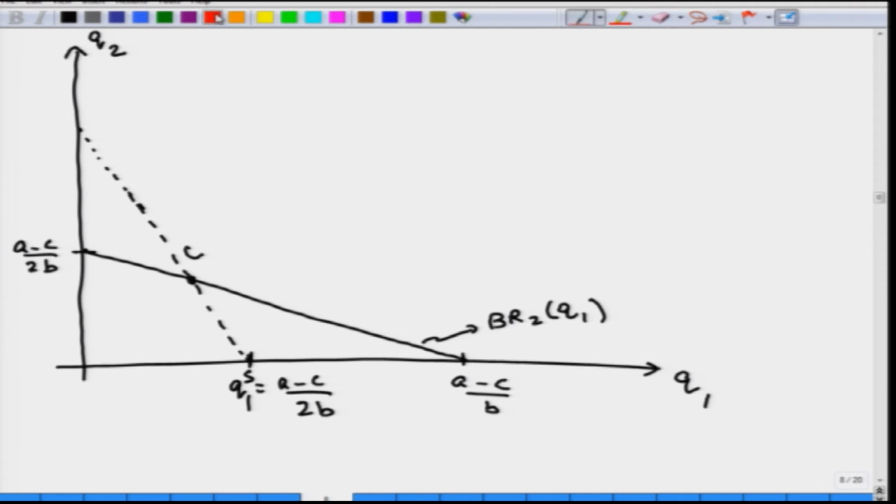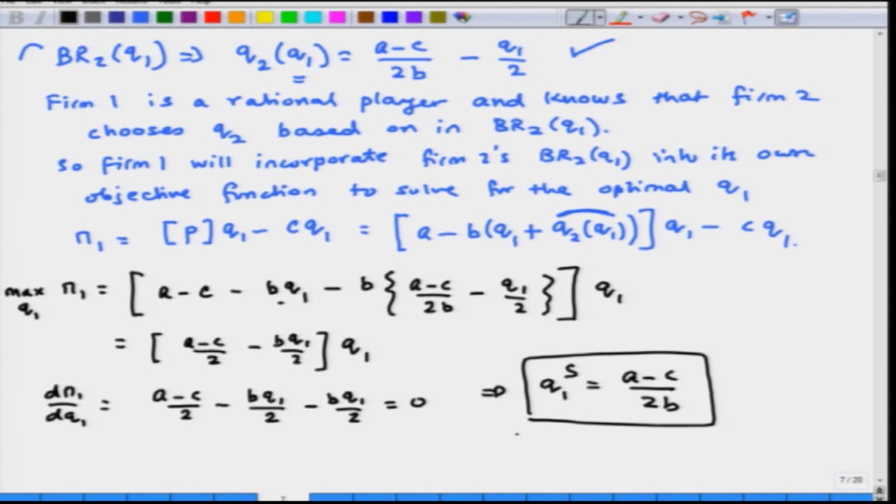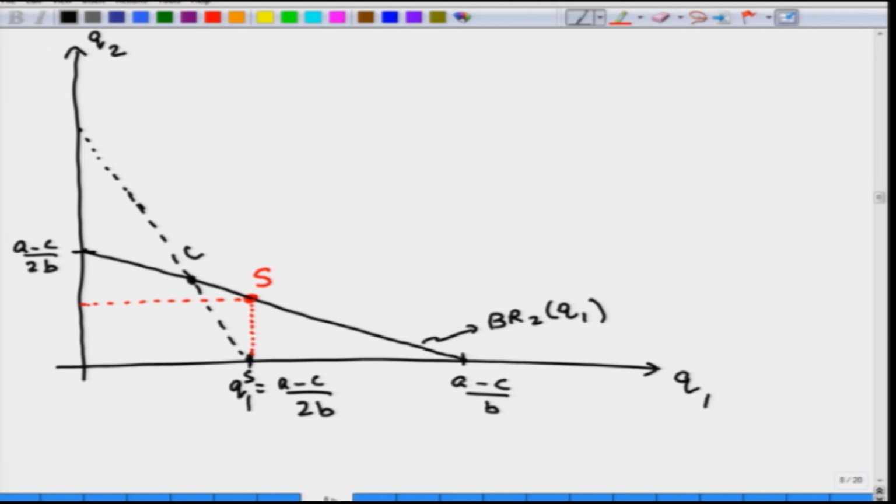And given that firm 1 is choosing this output, firm 2 is going to choose its output based on its best response function. So, this is the Stackelberg output. Firm 2's output, if I look at firm 2's best response function, is (A minus C) divided by 2B minus Q1S divided by 2, which is (A minus C) divided by 2B, divided by 2. So, the output produced by firm 2 is (A minus C) divided by 4B. So, this is the output produced by firm 2, and that output is here.